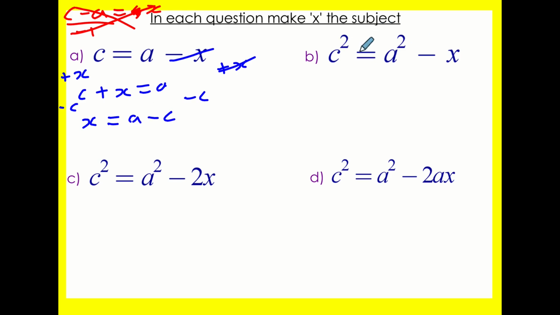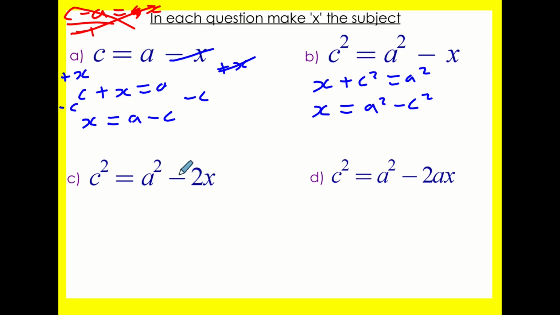For b, it's almost the same, but I've just got c squared and a squared in there. So I'm not going to show all my steps now. I'm going to write each line of working, but I'm adding x to both sides. It's going to become x plus c squared equals a squared. And then I'm going to minus c squared from both sides. So it's x equals a squared minus c squared. Nearly the same thing, but I've got these squareds in there. That's okay.